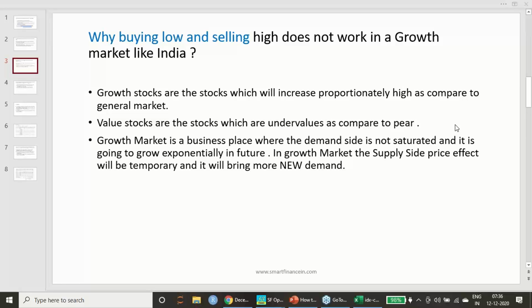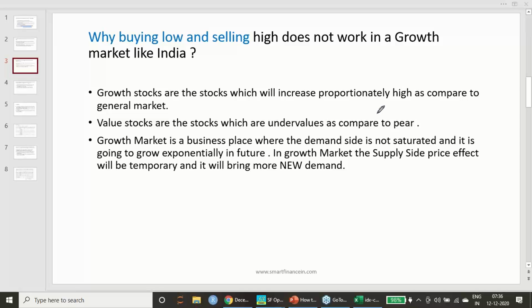Once they come, what happens here? The population to market participation increases. Once that happens, definitely once the supply side is absorbed, the market will go up. So here India is a growth market. So always be alert for the next couple of decades, I can say a 10 to 15 year period.